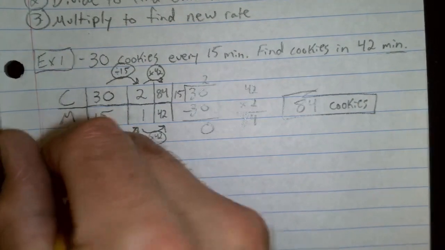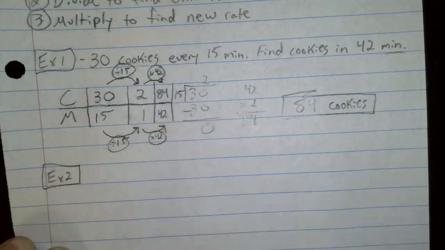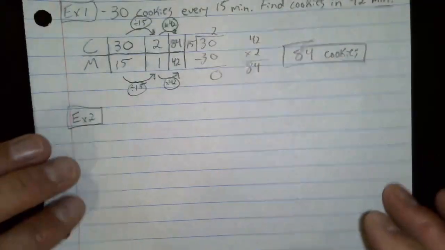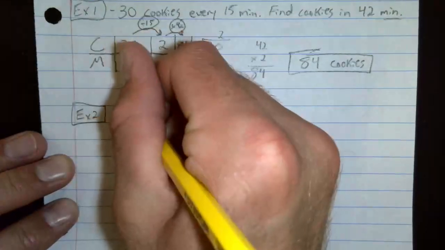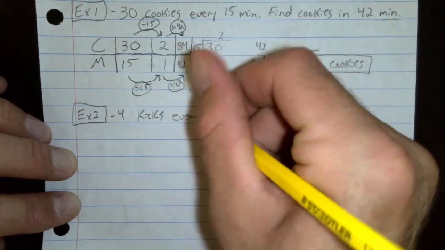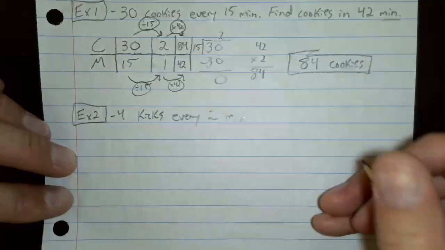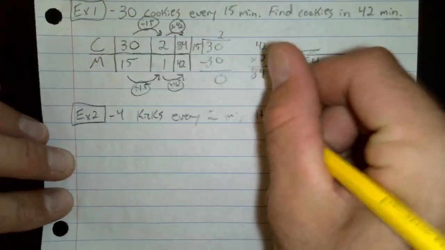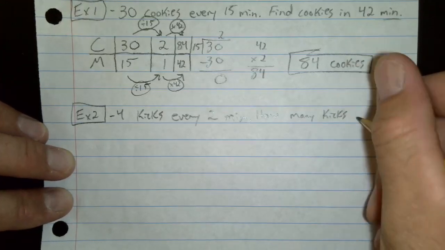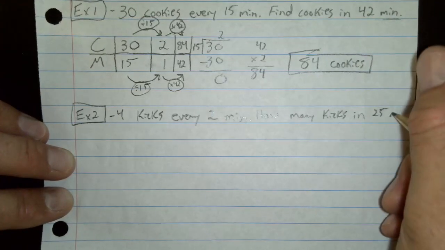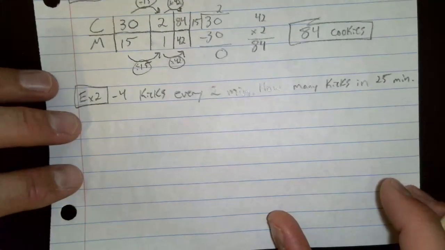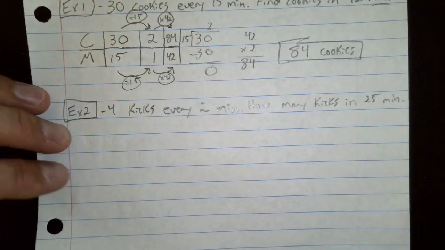Let's go and write example 2. Example 2 says 4 kicks every 2 minutes. How many kicks in 25 minutes? It's a soccer question. So 4 kicks every 2 minutes, how many kicks in 25 minutes?